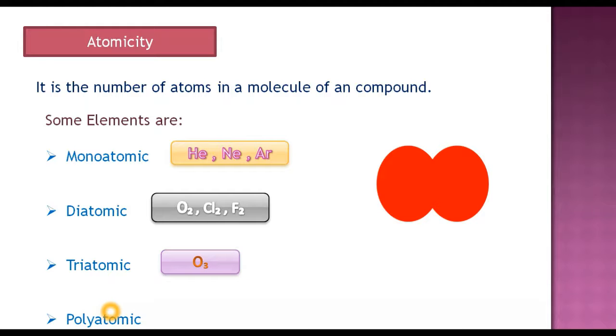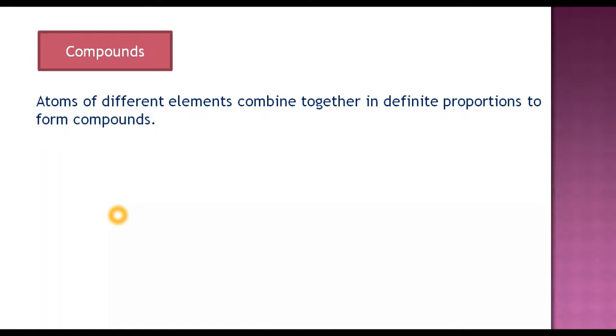Now, polyatomic means in which many number of atoms have combined. So we are having phosphorus. That means 4 atoms of phosphorus have combined to form a phosphorus molecule. 8 atoms of sulfur have joined together, have combined to form a sulfur molecule. So in a sulfur molecule there are 8 atoms, and in a phosphorus molecule there are 4 atoms present, and these are known as polyatomic. That means many number of atoms have been combined to form their molecules. Clear?